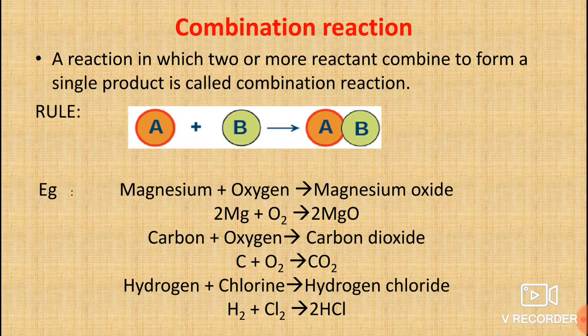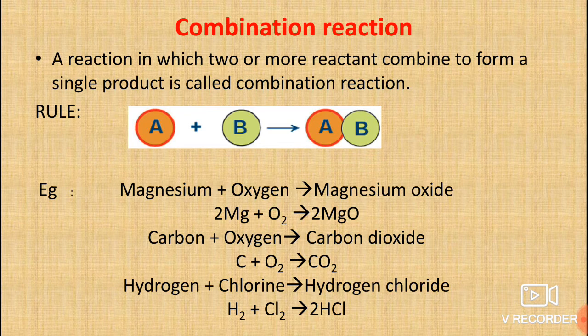See the rule now. A is one reactant and B is another reactant. So when A reacts with B, it gives us a single product, that is AB. This is the rule for the combination reaction. Then we'll see some examples.